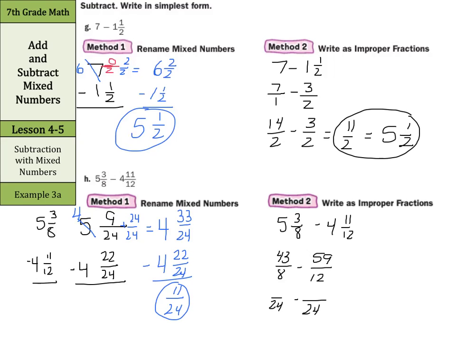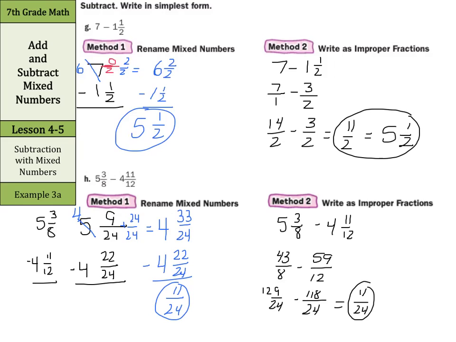Now in this method, method 2, one of the dangers is you're going to have larger numbers. So 43 times 3 is going to be 129. And how did I get that 3? And why is it a 3? 8 times 3 was 24. 43 times 3 is 129. 12 times 2 is 24. So 59 times 2 is 118. And 129 minus 118 is 11 24ths. And sure enough, we get the same answer using both methods.